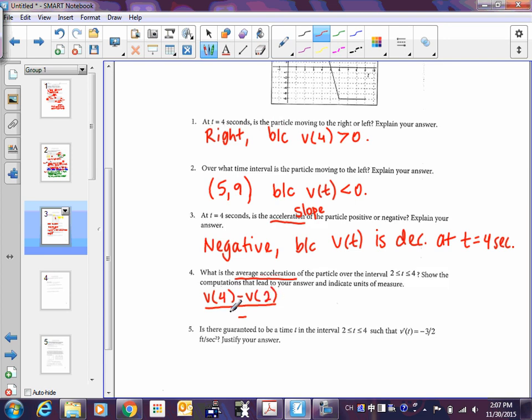Convention puts the bigger number first. As long as you stay consistent, it would be okay for you to write v of 2 minus v of 4 over 2 minus 4. You just got to be consistent.